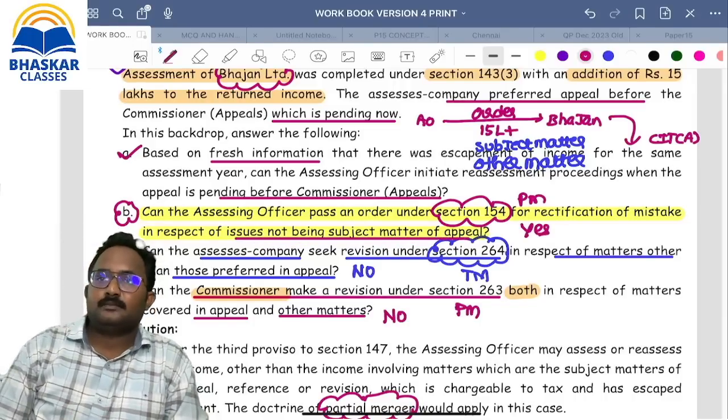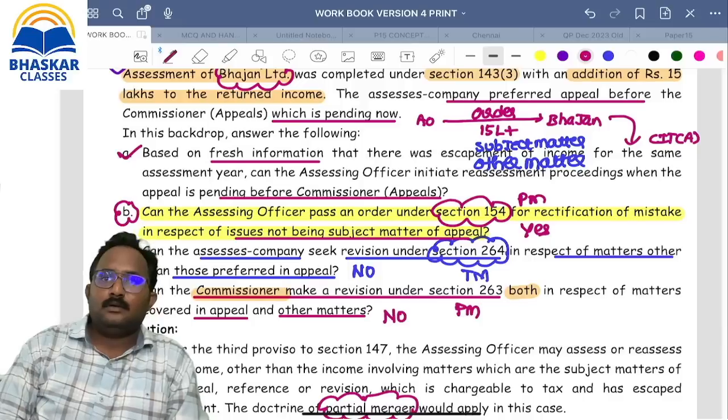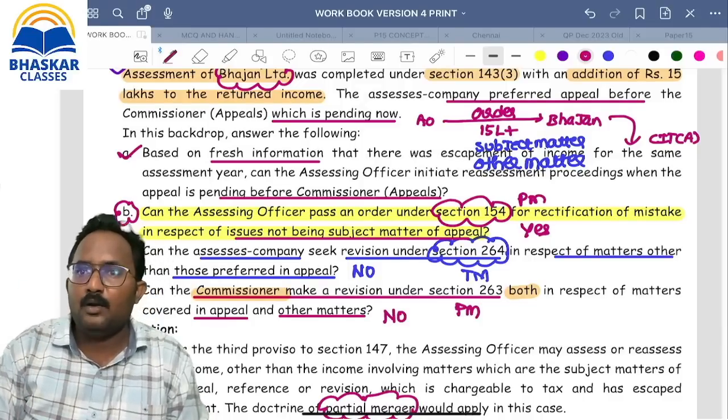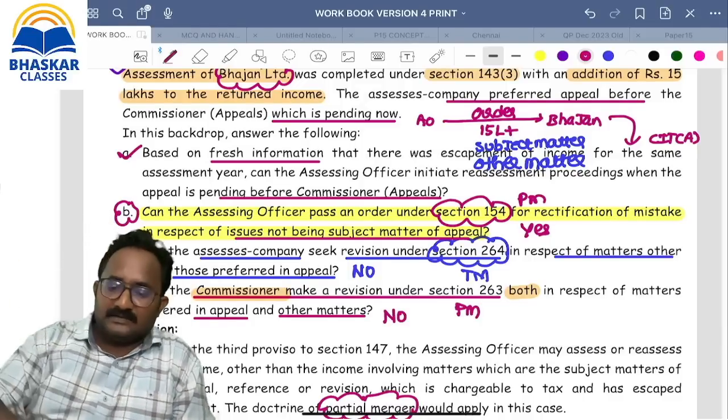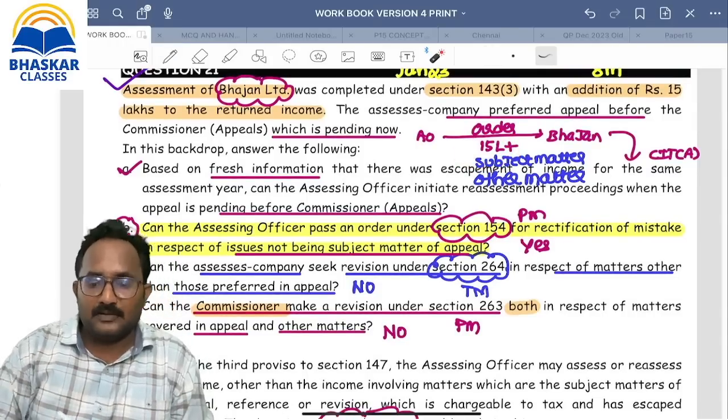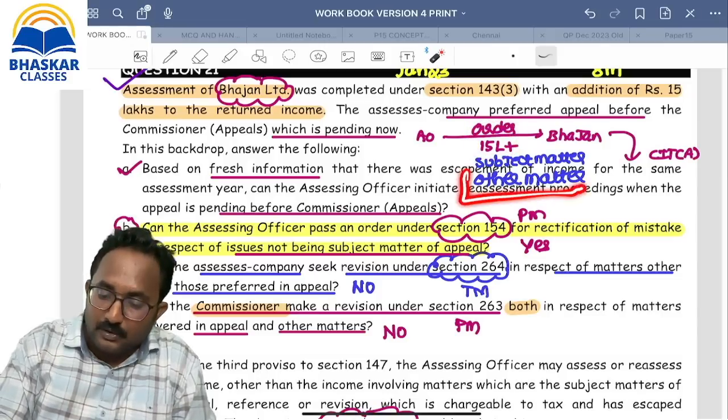Are you clear, Sir? I will frame a question. The assessing officer wants to rectify all matters. Will it be possible? No. Why? Because appeals is pending. The subject matter is nothing but what here? 15 lakh. Now you can't touch that 15 lakh; with respect to that, what, 154? Other matters only you can rectify.